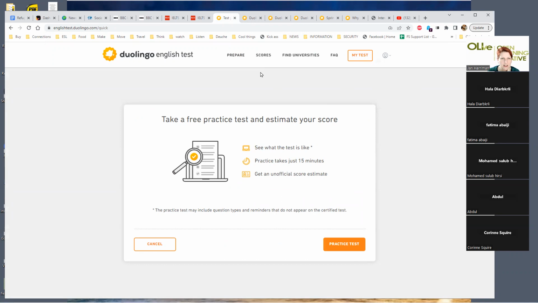I believe you do have to create a login in order to do these, and so make sure that it is linked to the email address that you are going to be using in the long run, should you take the test, because you're only allowed one account in Duolingo. Yes? Jen, I got a question.